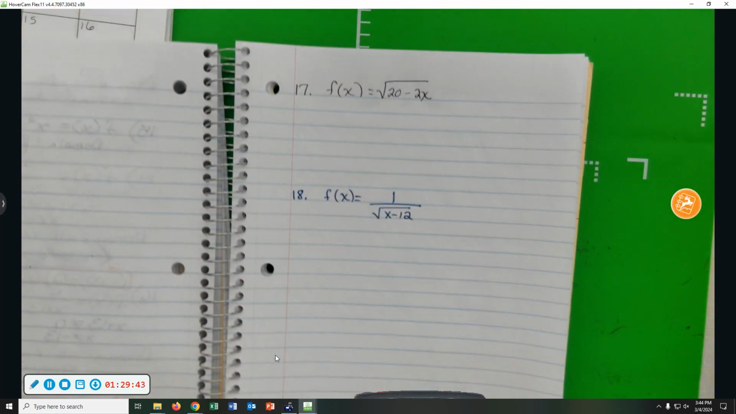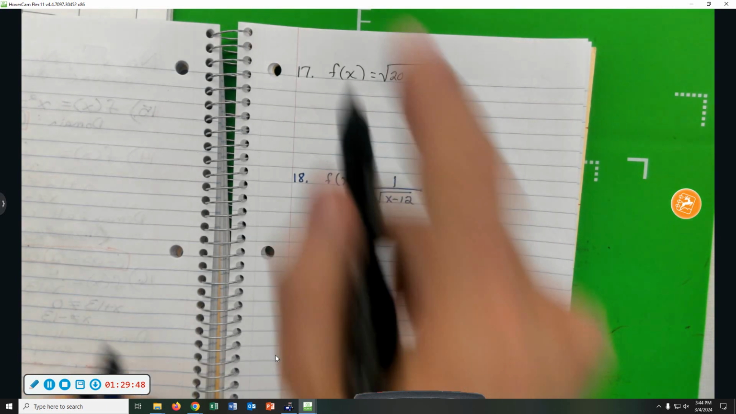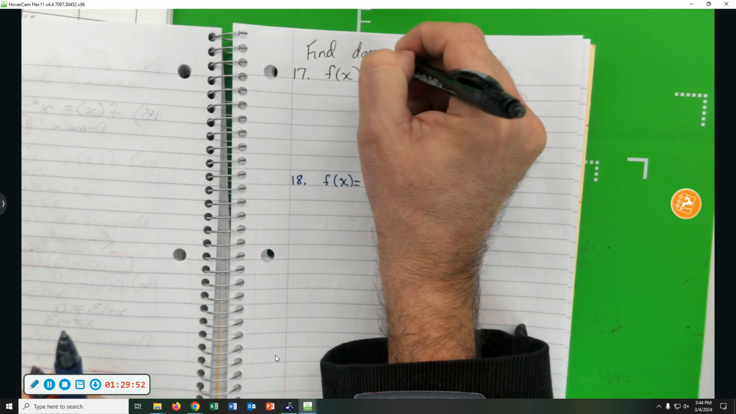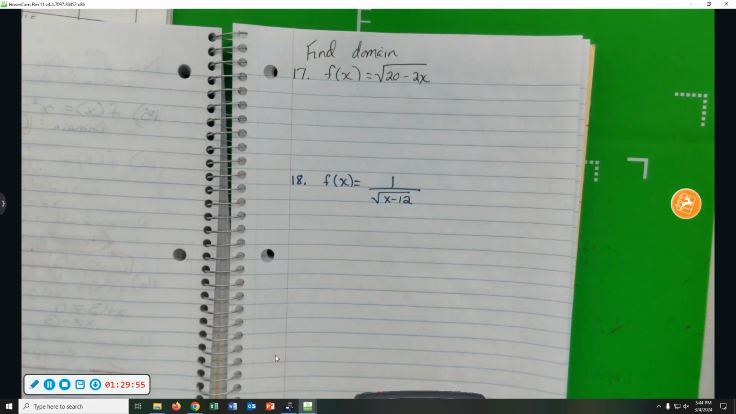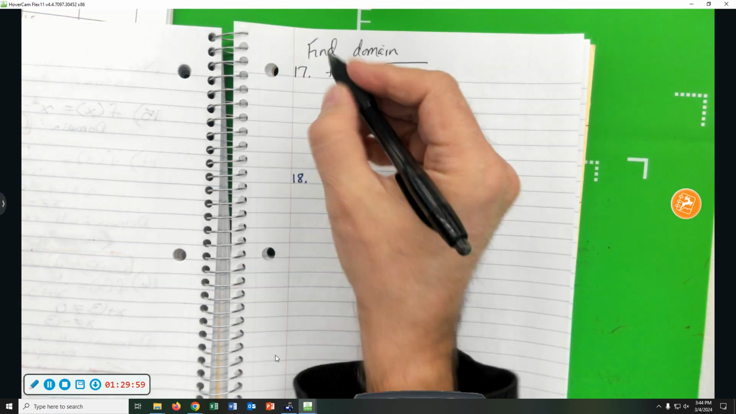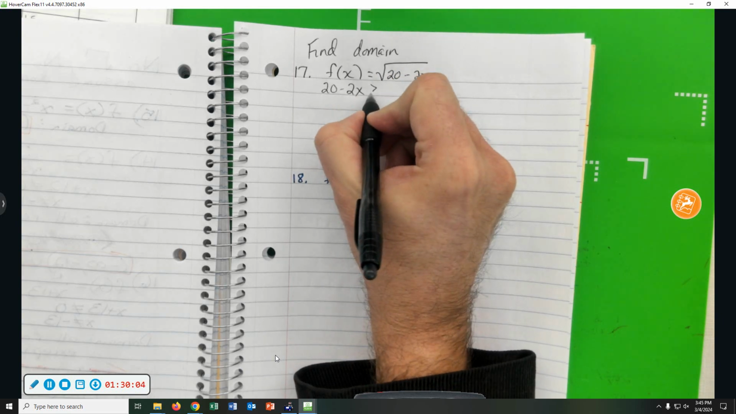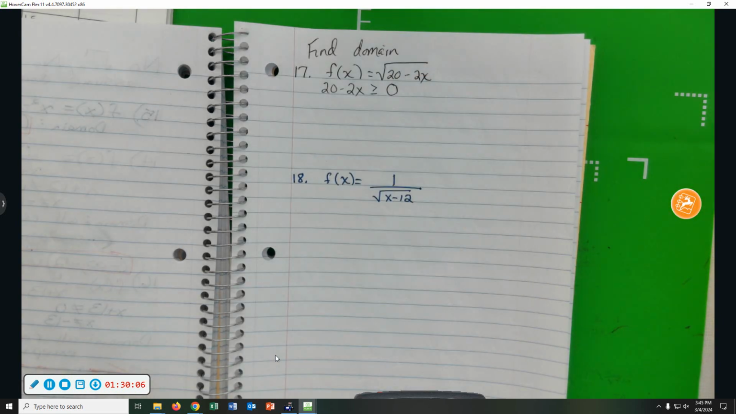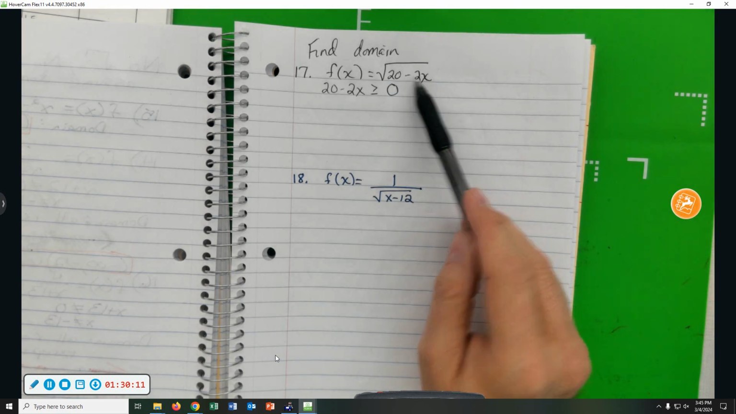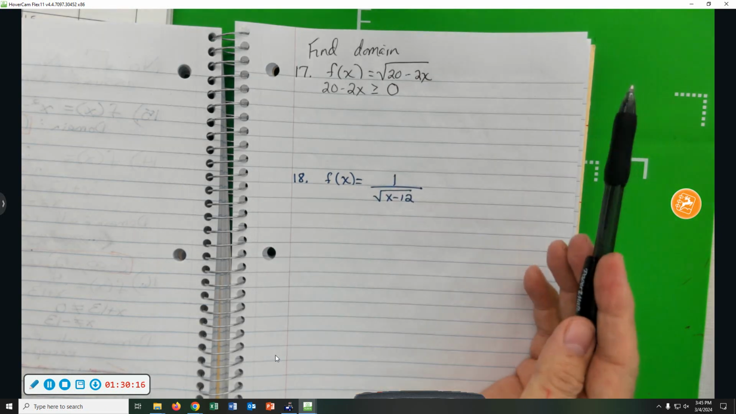To find the domain when there's a square root and no fraction, you're going to think to yourself, okay, everything under the square root symbol needs to be greater than or equal to 0. Like if x were 10, we'd have 20 minus 20. That would be fine. We'd have a square root of 0.